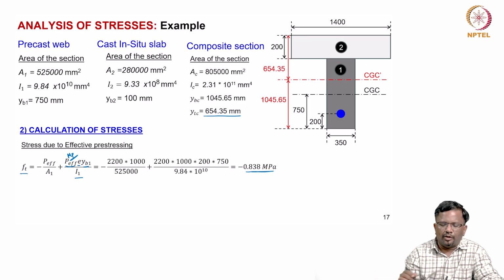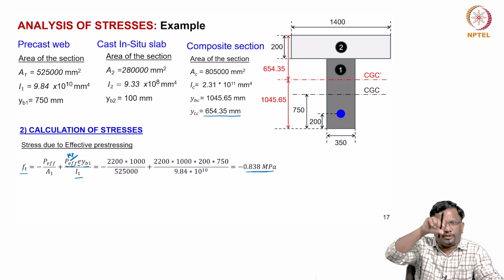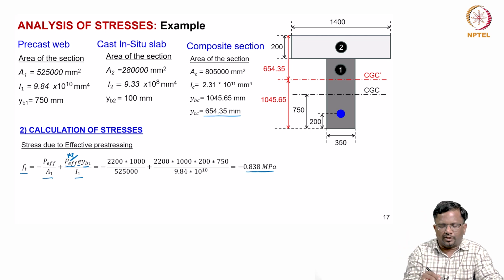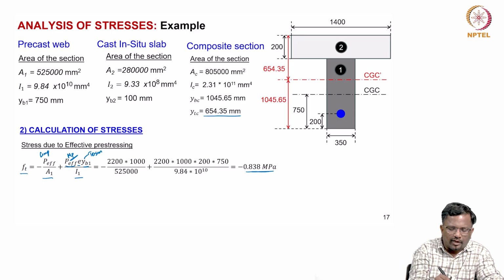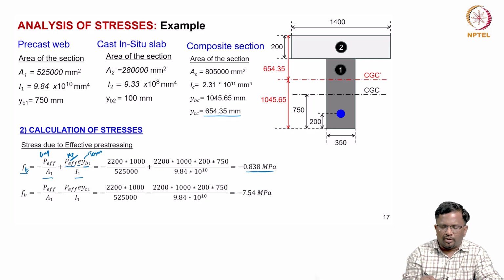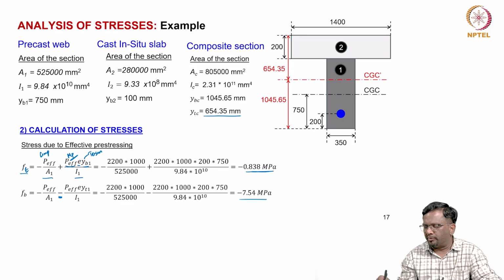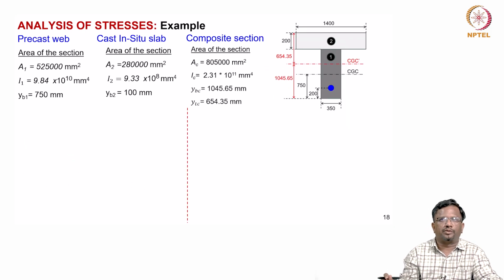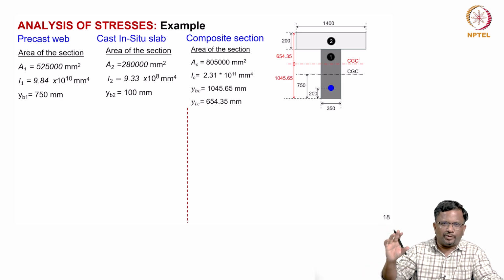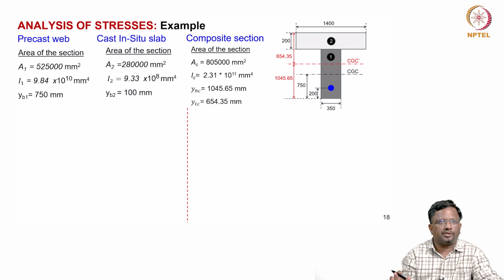So, you can see now the pre-stressing moment will create tension at the top. The concentric component will create compression. So, that is the reason this is compression, this is tension, right. Because we are looking at the calculation of the top fiber of the precast girder. Now, how about at the bottom of the girder? Only the sign will change for this. This will become minus, so it becomes minus 7.54 megapascal. So, this is the way that we have calculated for element number 1, which is the precast web, due to the transfer of pre-stress.